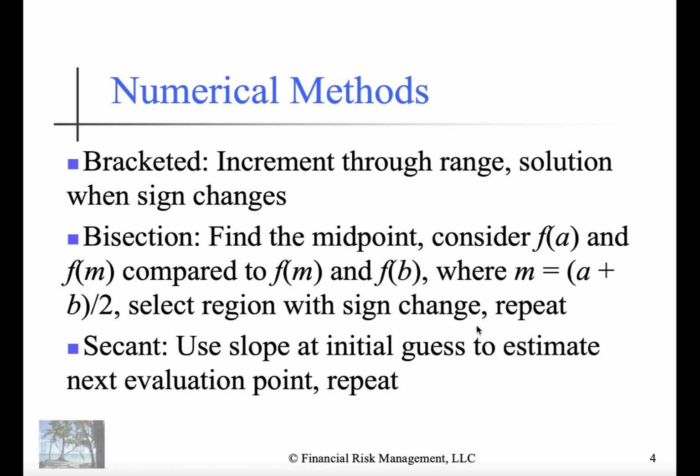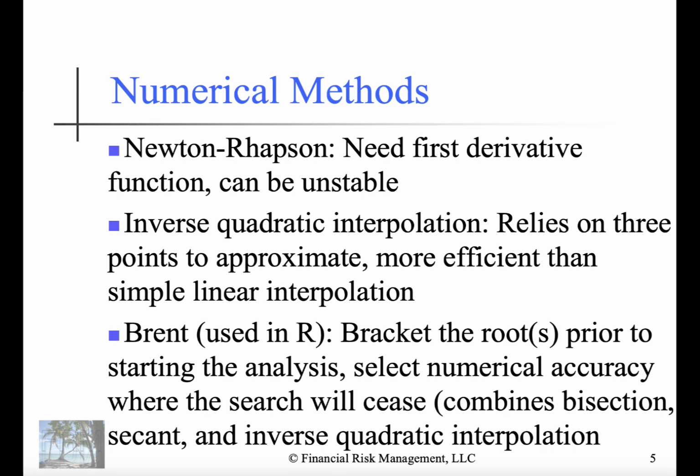The secant method employs the slope at the initial guess to estimate the next evaluation point and repeat. In order to calculate this slope, you'll have to use the actual analytic derivative or some numerical method. Newton-Raphson needs the first derivative function, which may be unstable and could cause some problems. The inverse quadratic interpolation method relies on 3 points to approximate. It's more efficient than a simple linear interpolation.